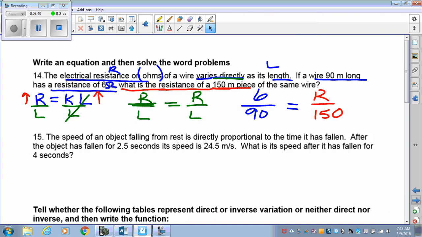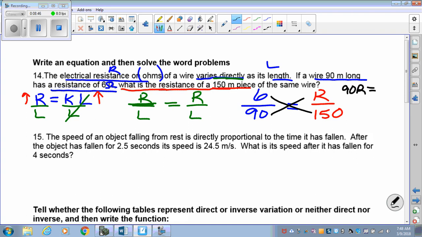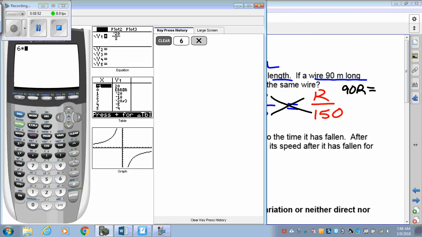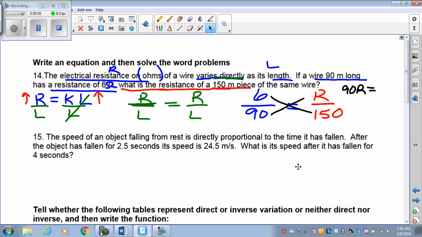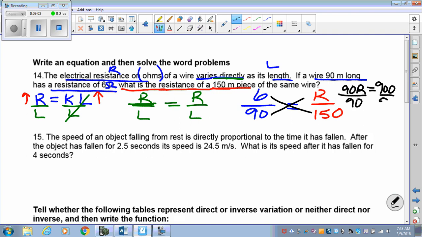So let's cross multiply. We've got 90R equals 6 times 150. So we'll do 6 times 150, and we get 900. So 90R equals 900. Then you divide by 90, divide by 90. So you get R equals, that cancels out, and then 900 divided by 90 is 10. The unit for resistance, remember, was ohms. This is a word problem, so you use your units. So 10 ohms is my answer.